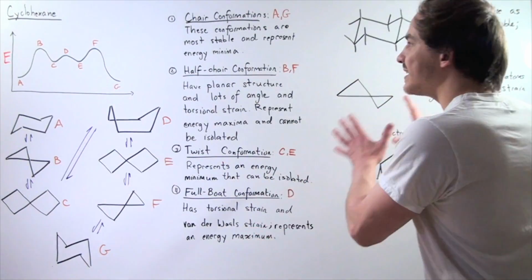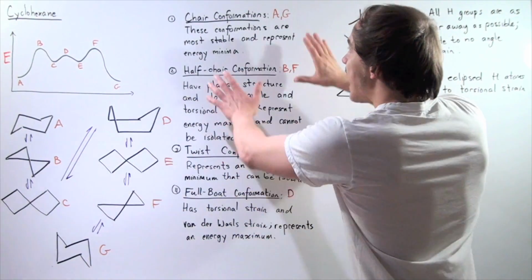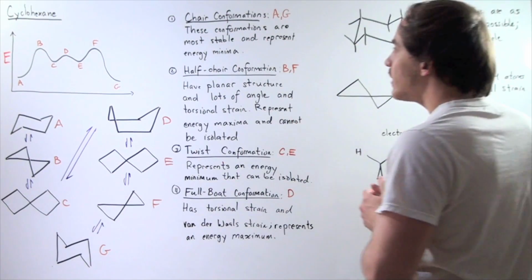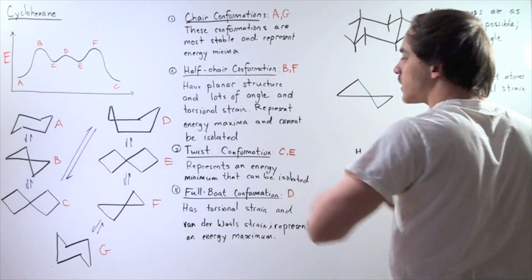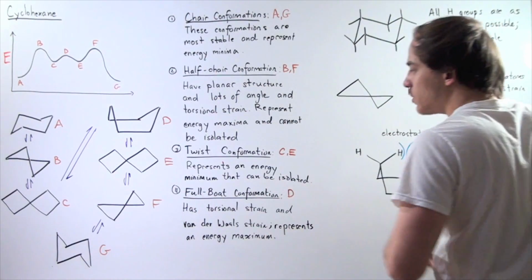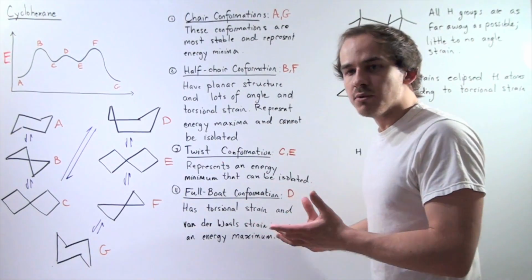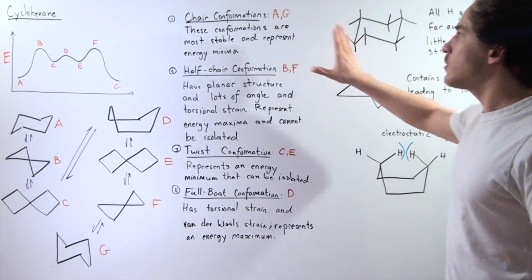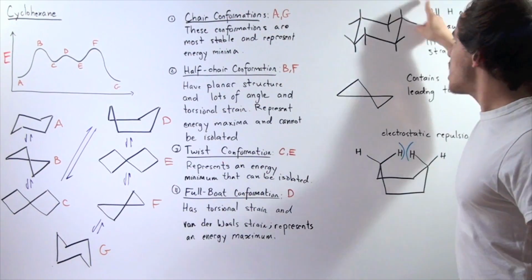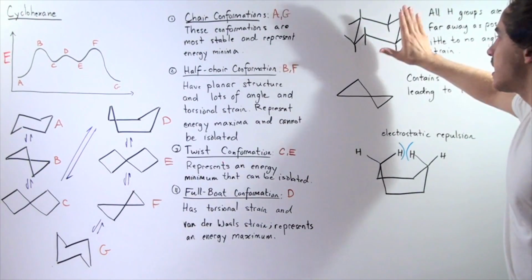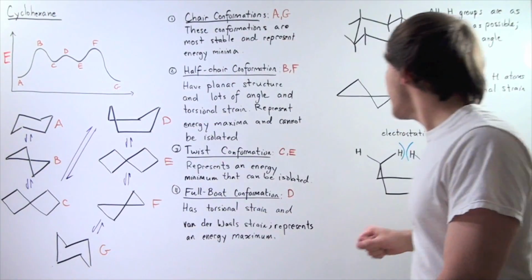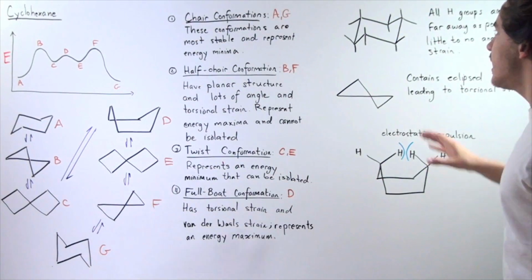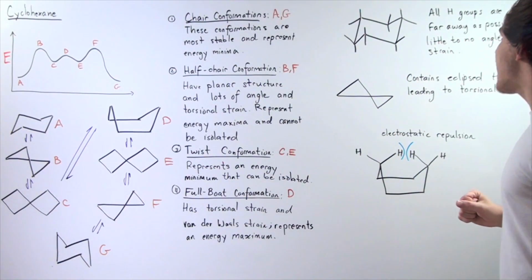So, let's examine why it is that our chair conformations are the most stable while our half-chair conformations and full boat conformations are the least stable. Why are they transition states? So let's begin with our chair conformation. The chair conformation looks like this. This is conformation A. Here we have our H atoms. We have 6 axial and 6 equatorial H atoms.